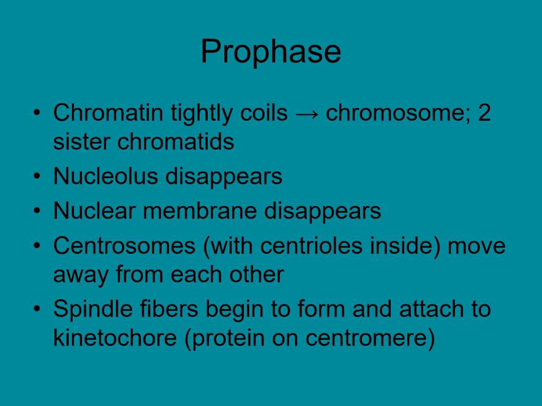They're going to move to opposite ends of the cell, and from them you start to see the spindle fibers being formed. The spindle fiber, one end is attached to the centriole, the other end is ultimately going to attach to that kinetochore, that protein that I showed you that was on the centromere, in the middle there where the two sister chromatids are still attached.